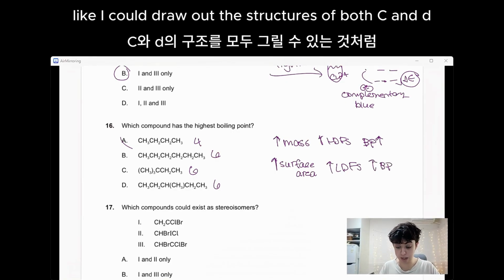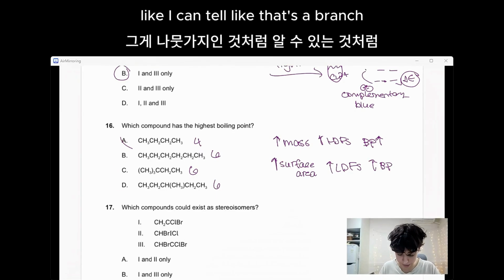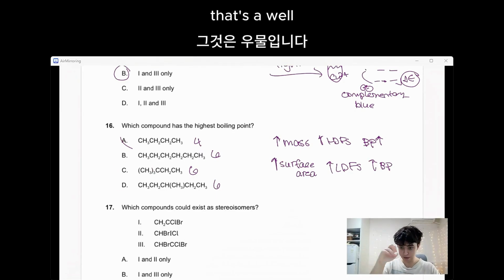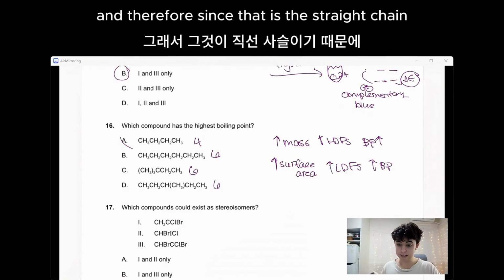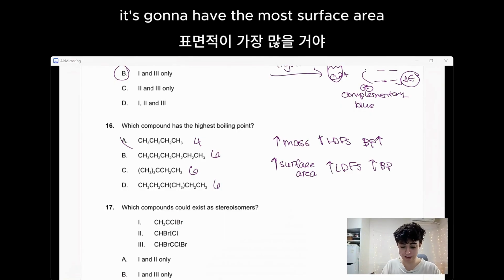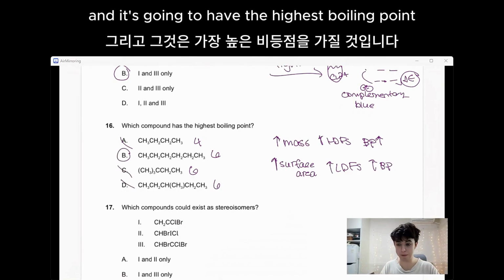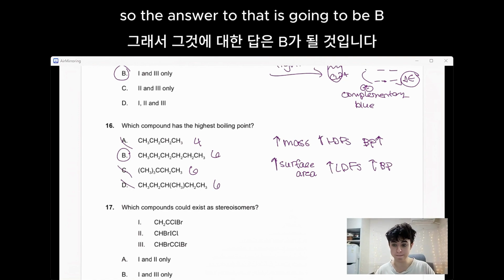Immediately, I could draw out the structures of both C and D, but just looking at it, I can tell that's a branch, that's a little 3 branch. But B is our straight chain isomer, and since that is the straight chain, it's going to have the most surface area and the highest boiling point. So the answer to that is going to be B.